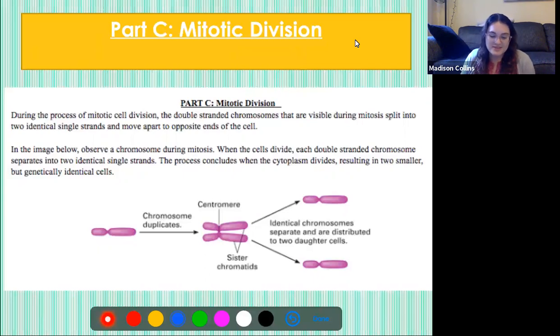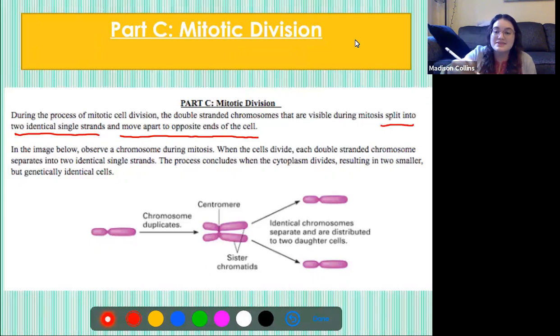Okay, here's another picture of what happens specifically in that mitotic division. So during the process of mitotic cell division, the double-stranded chromosomes that are visible during mitosis split into 2 identical strands and move apart to opposite ends of the cell. So in this image, you can see a chromosome during mitosis. When the cells divide, each double-stranded chromosome separates into 2 identical single strands. I'm going to highlight that.